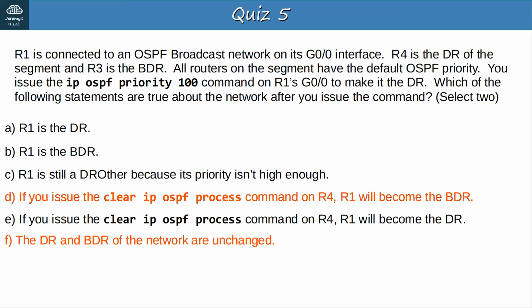If you issue the clear ip ospf process command on R4, the current BDR, R3, will automatically become the DR, not R1. Therefore, E is incorrect. However, if you issue that command, when R3 becomes the new DR, an election is held for the new BDR. Since R1 has the highest priority, it will become the new BDR for the segment. So D is correct. That's all for the quiz. Let's move on to a bonus question in Boson ExSim for CCNA.